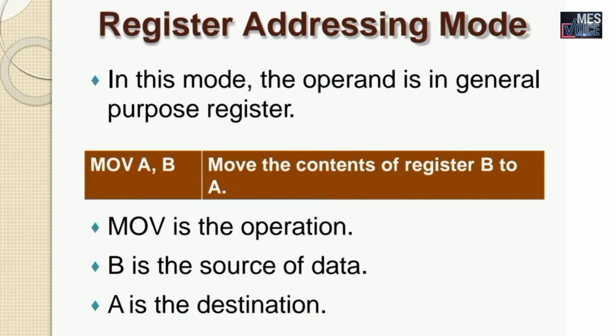The next is register addressing mode. In register addressing mode, the operands are stored in the general purpose registers. Consider the instruction MOV A,B. It is a data transfer instruction which transfers the content of B register to accumulator. Here, A and B are the registers and operands are stored in these registers.